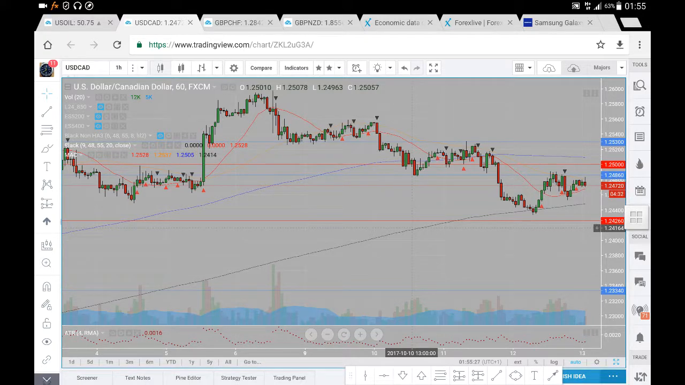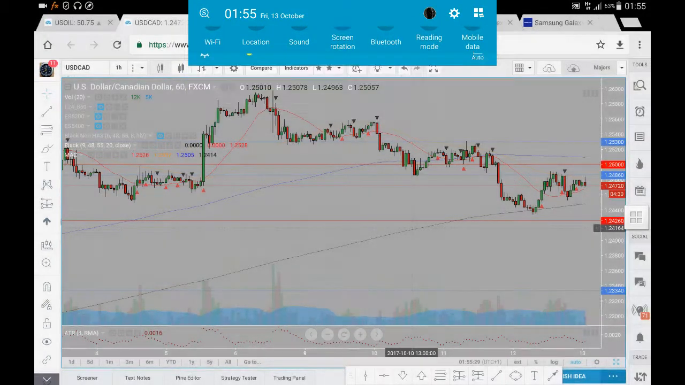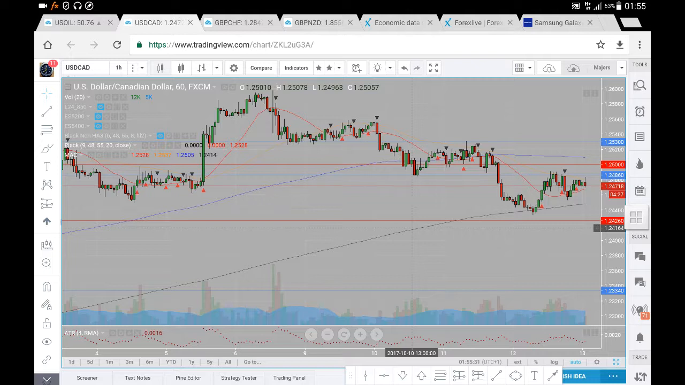So this is US dollar CAD analysis for Friday the 13th of October. What have we seen and what's actually happened on Thursday the 12th? Well, prices did sell off a bit from the 11th all the way down into dynamic support, this moving average here in black. Now, prices did hold and retraced all the way back up to the 124.86 level.